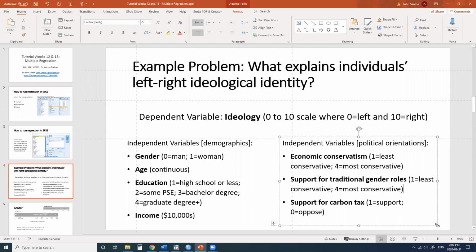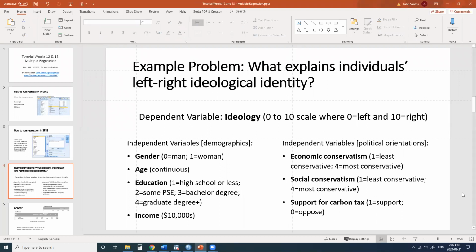And then support for the carbon tax is a binary variable, which takes the value of 1 if someone supports the carbon tax and 0 if somebody opposes the carbon tax. I'm just going to change this to social conservatism here. So this is the example problem.